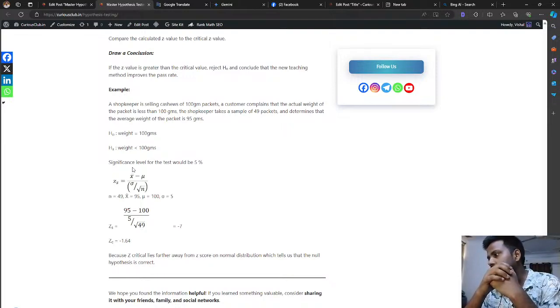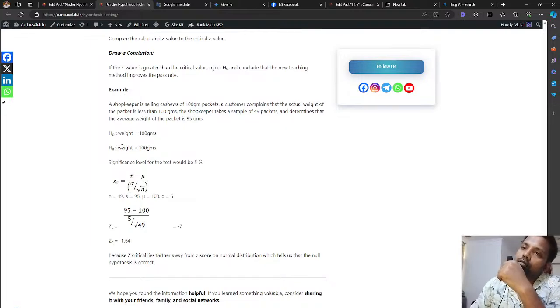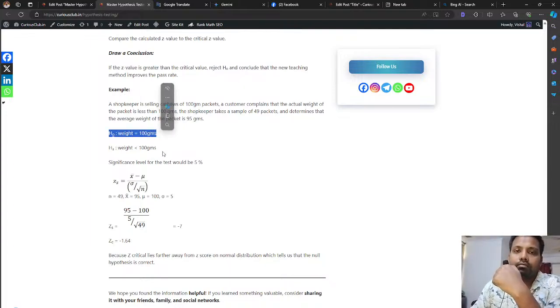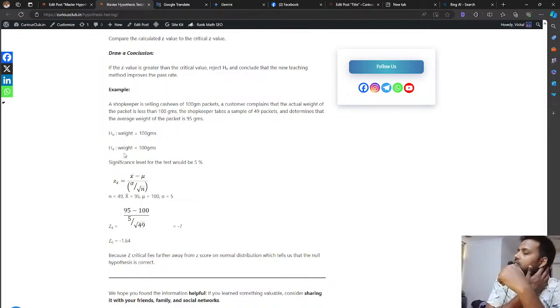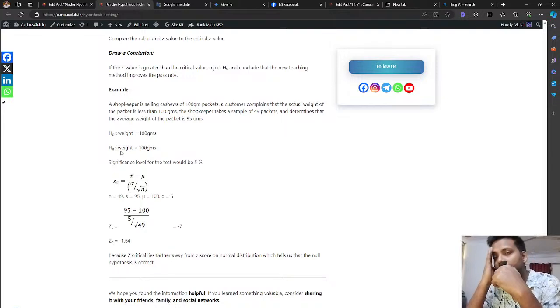First, we need to form the null hypothesis and the alternative hypothesis. The null hypothesis says there is no difference: packets are 100 grams only, no impact, nothing is wrong, everything is okay. But the alternative hypothesis is that no, packets are less than 100 grams. The null hypothesis being the null hypothesis means no impact, no difference.